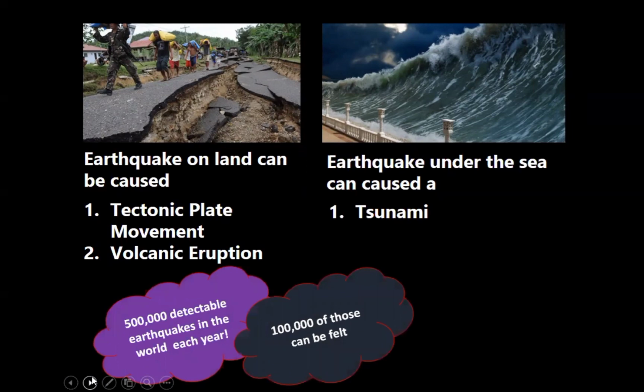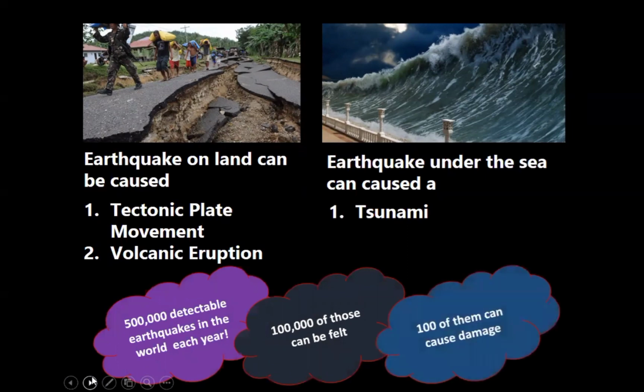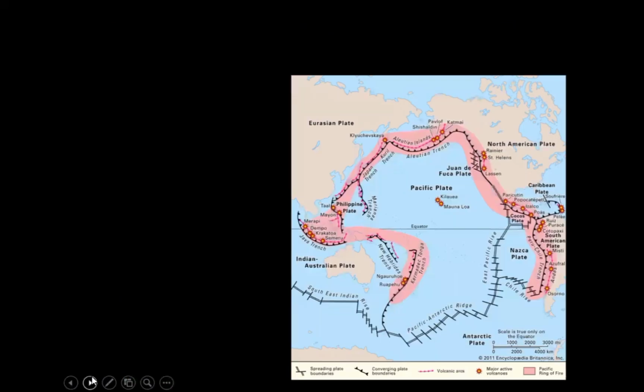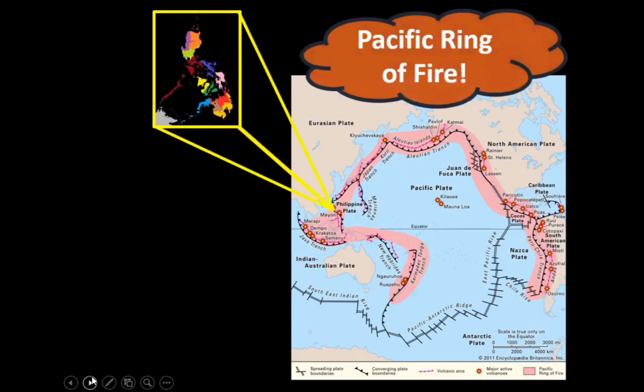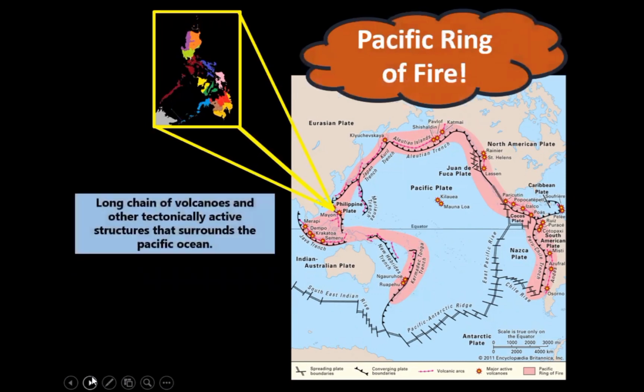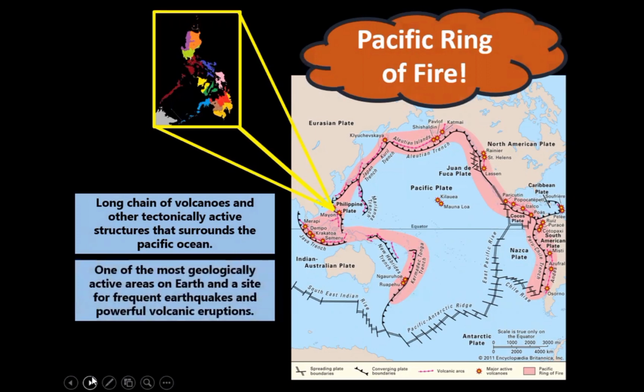100,000 of those can be felt, and 100 of them can cause damage. Our country, the Philippines, is situated in a place where plate tectonics are very evident. The Ring of Fire. It is a long chain of volcanoes and other tectonically active structures that surrounds the Pacific Ocean. The Ring of Fire is one of the most geologically active areas on Earth and a site for frequent earthquakes and powerful volcanic eruptions.